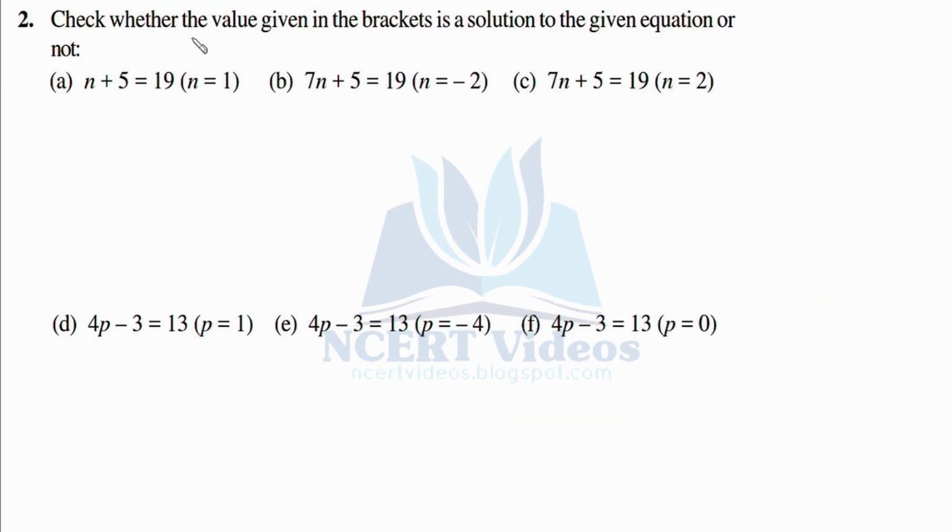Question 2. Check whether the value given in the brackets is a solution to the given equation or not. Well, again, we are doing the same thing. We are given the value of this variable. Variables are those numbers whose value can change. For instance, here the value of n is 1, here it is minus 2 and 2. That means they are changing, therefore they are variables.